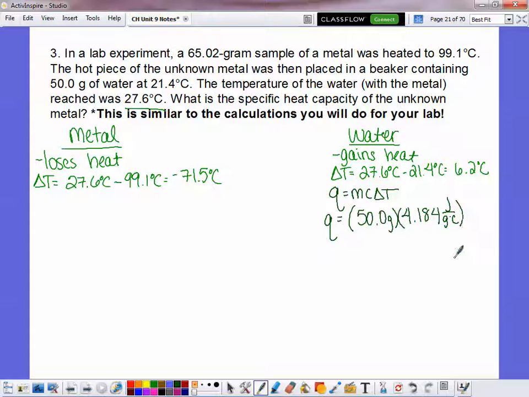That's going to be one of the highest specific heat capacities you'll see. I know it doesn't seem very high, but it is one of the highest. Okay. And then the delta T we already calculated to be 6.2. So go ahead and calculate the Q for water. How many sig figs will that Q have? 2, because that delta T only has 2 sig figs.